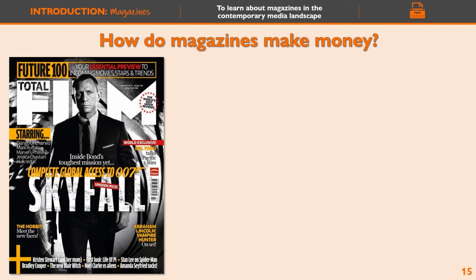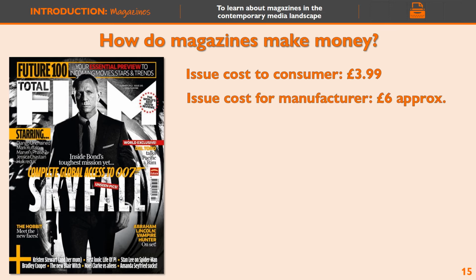So how do magazines make money? A magazine like this, Total Film, which is a monthly magazine and costs around £4 a month for this particular issue. Well, that will cost the manufacturer about £6 to make that actual copy. So if they do 100,000 copies, that's cost them £600,000, but they're only going to get back £400,000. So it's actually cost them to make this magazine.